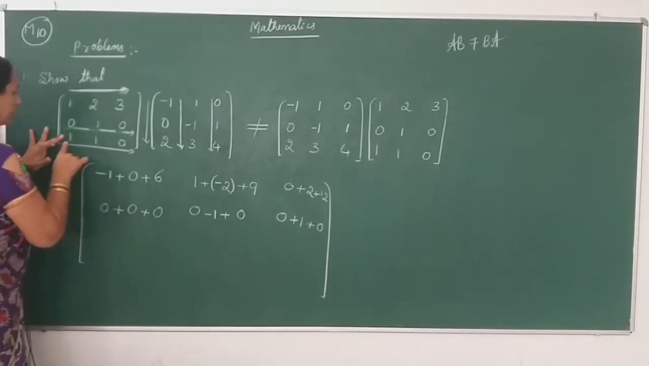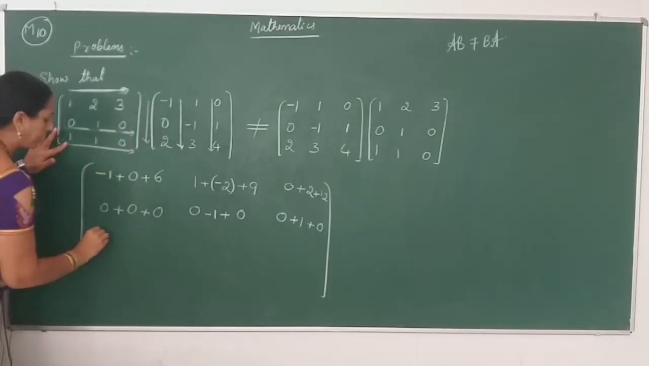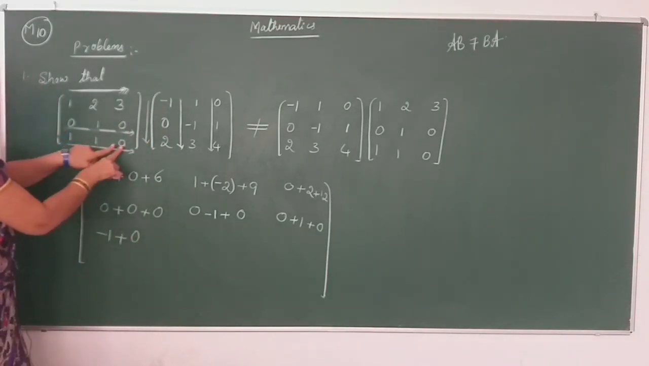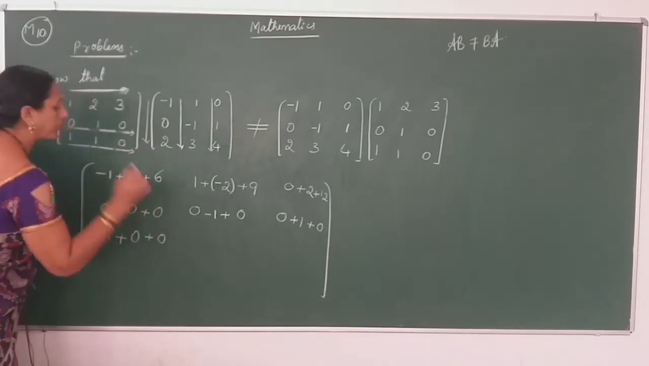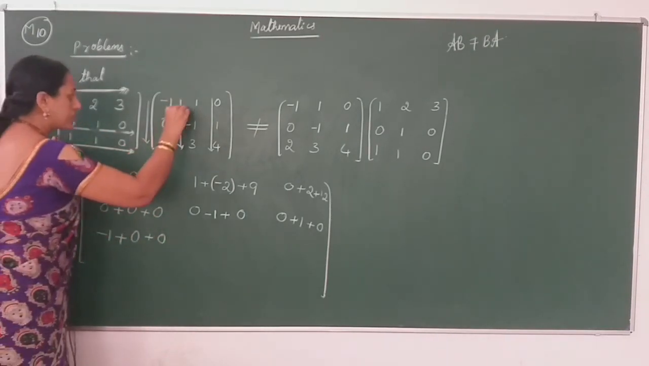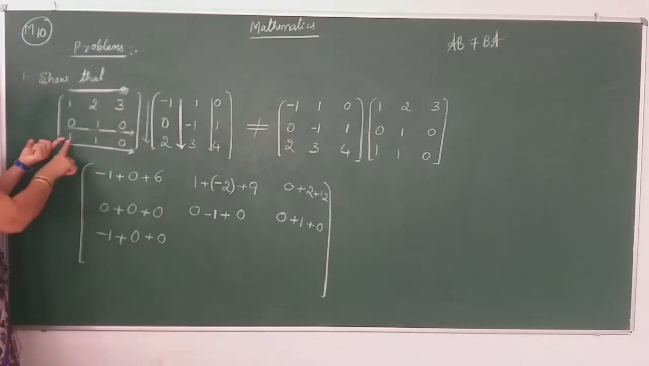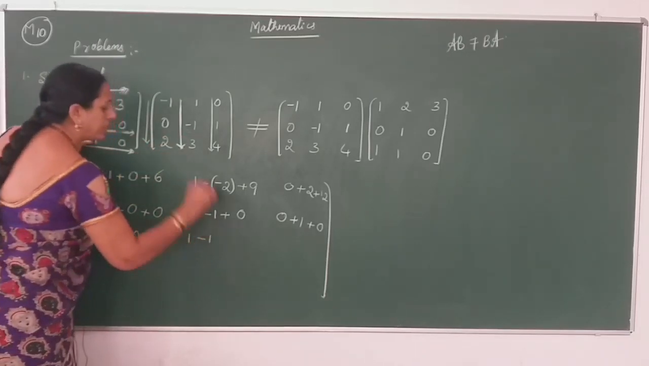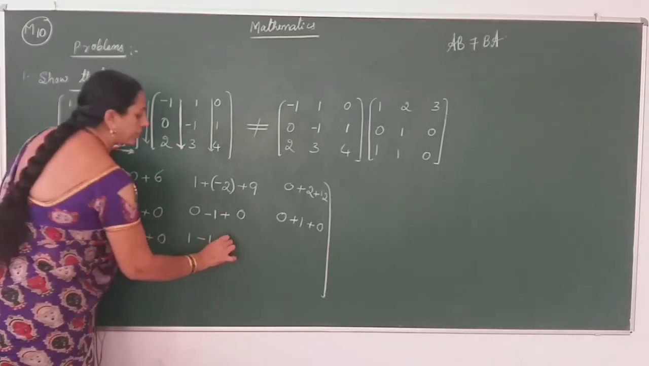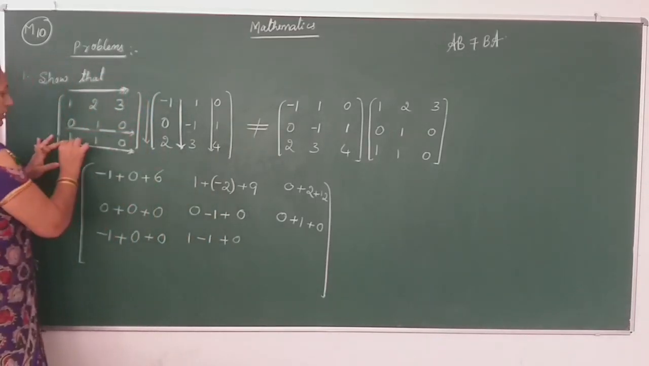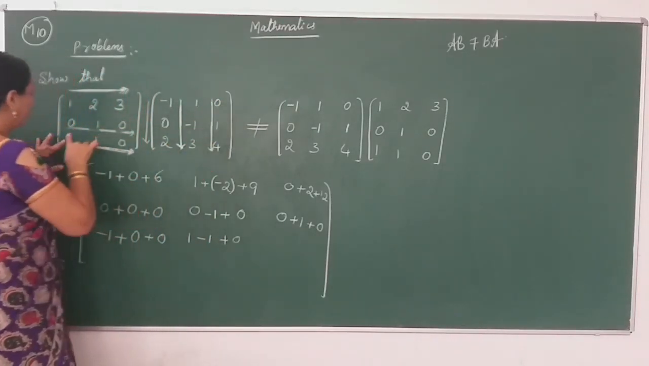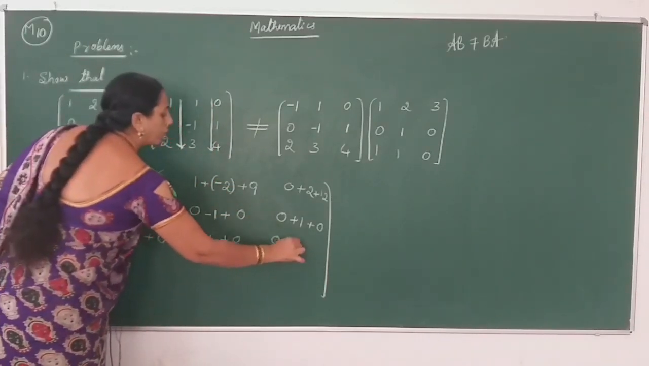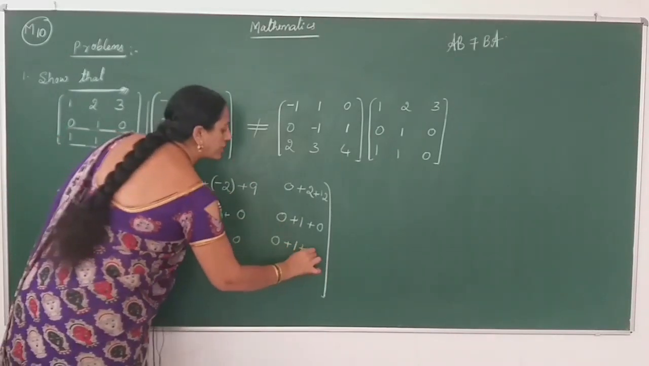Then third row, first column: 1 into minus 1 is minus 1, plus 1 into 0 is 0, plus 0 into 2 is 0. Again, third row, second column: 1 into 1 is 1, plus 1 into minus 1 is minus 1, plus 0 into 3 is 0. Then third row, third column: 1 into 0 is 0, plus 1 into 1 is 1, plus 0 into 4 is 0.